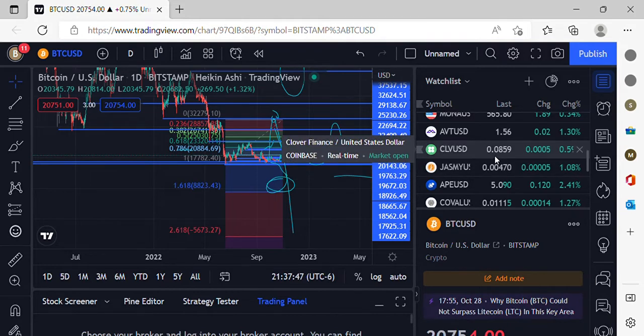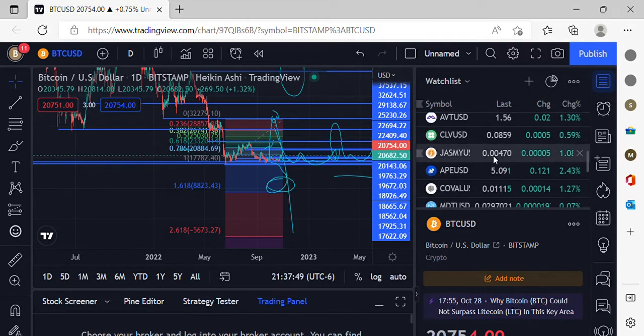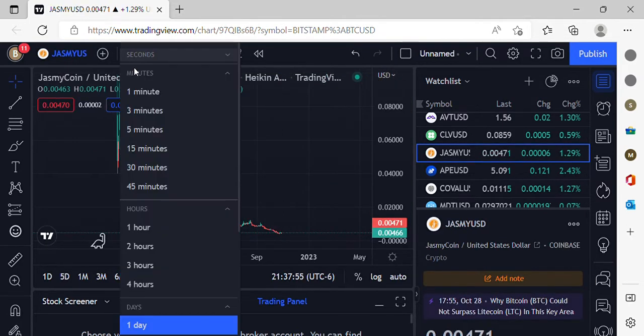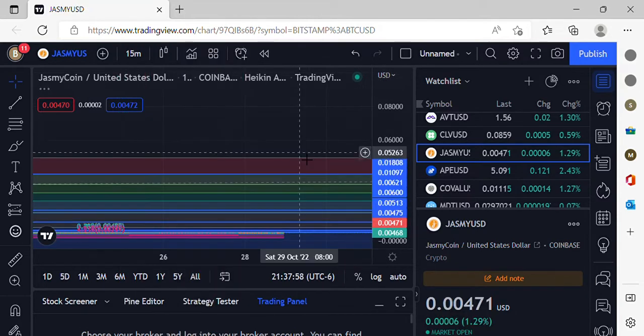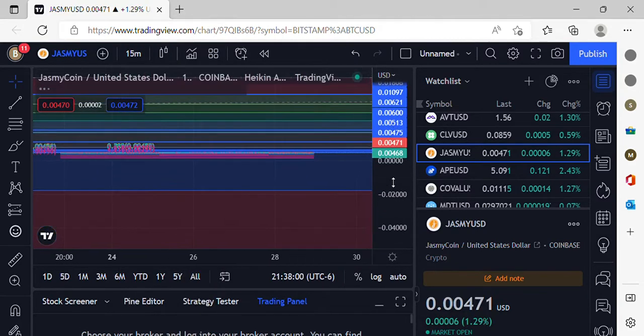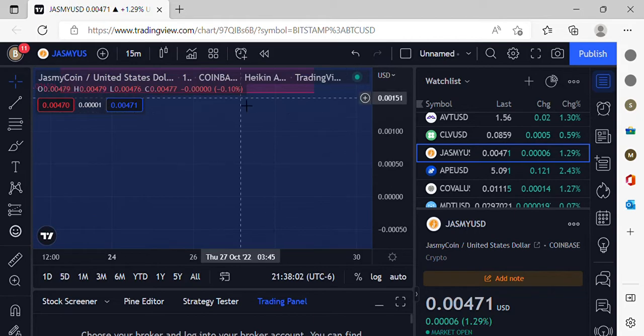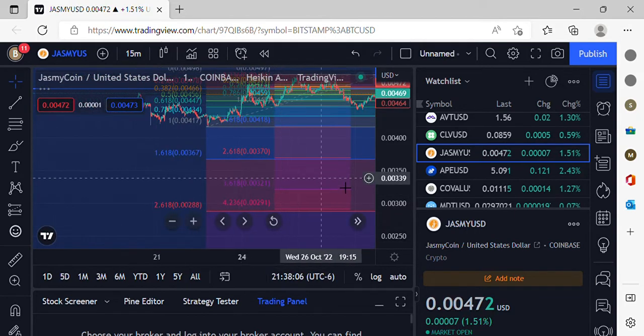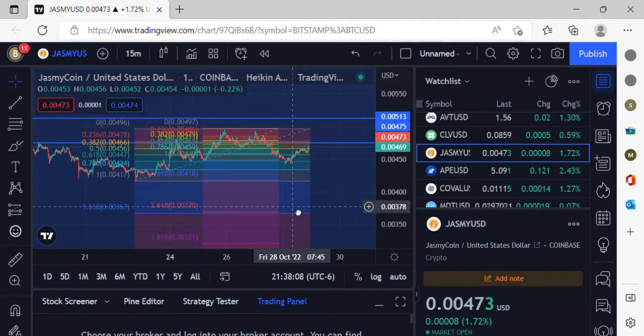So we got CLV coming at 8 cents. Jasmy coming at 0.0470. Let's take a look at that. Jasmy's been getting a little bit of love right along with BTC, working on making some movement up to the upside for once and breaking out of a little bit of a downward trend that it's had for a bit now.